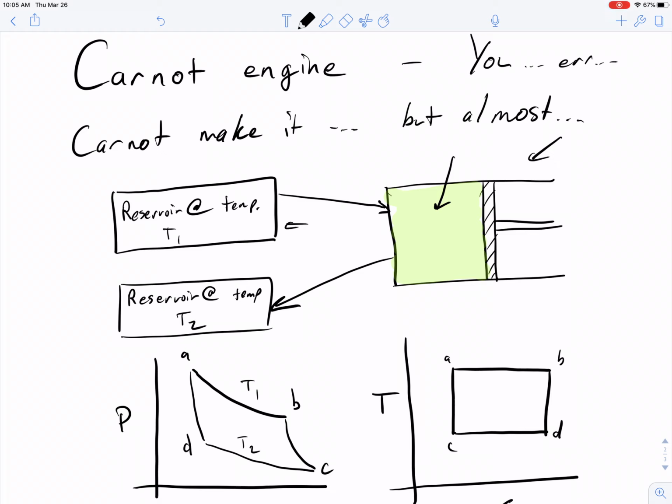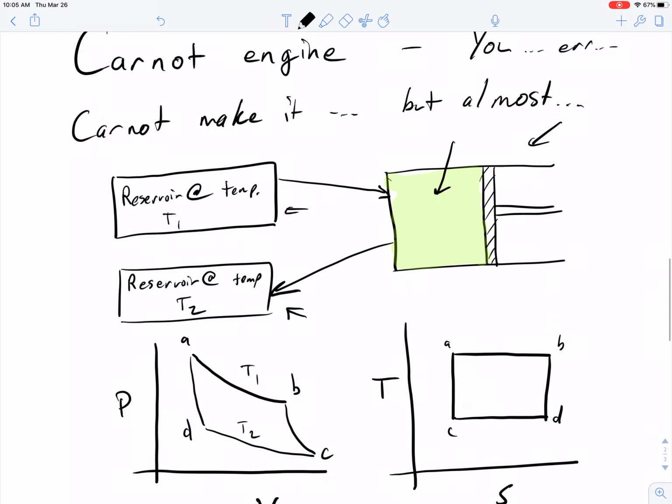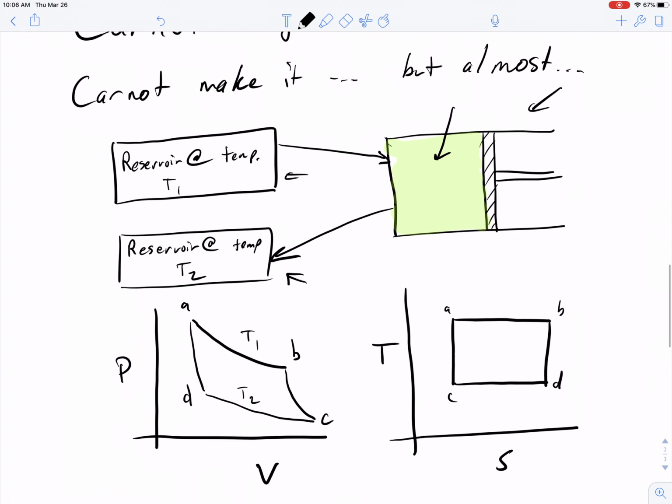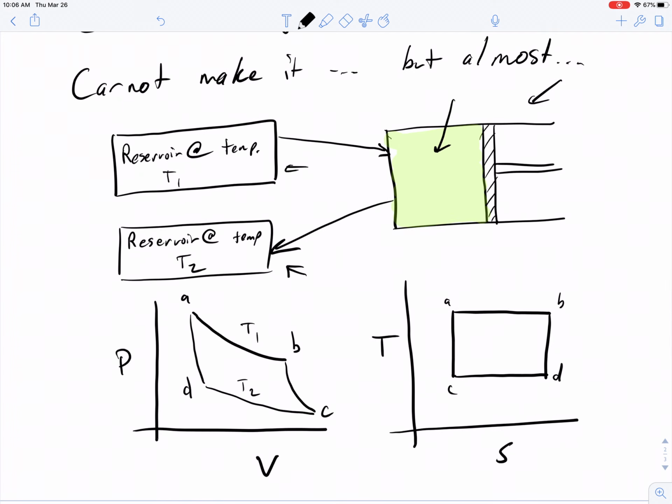Thermal reservoir 1 takes heat in, causes an expansion, and then dissipates the heat part of the cycle into thermal reservoir 2. So the question is, what is the efficiency of an engine like this? Our goal is to determine the efficiency for an engine like this.